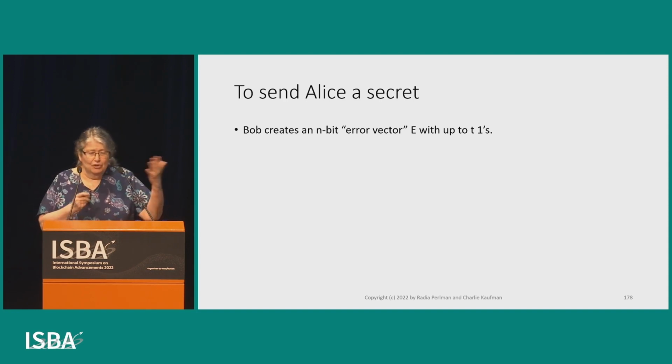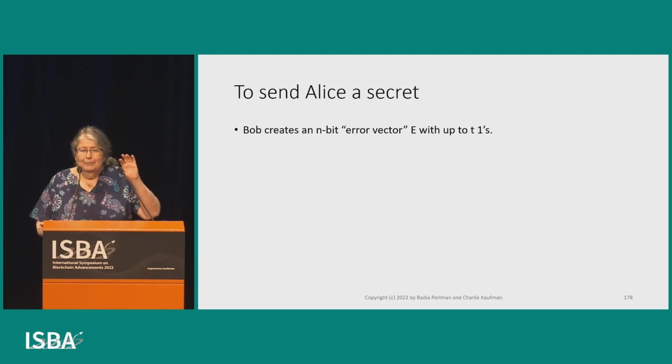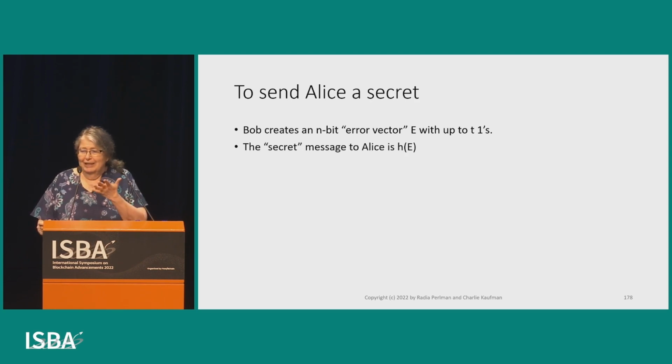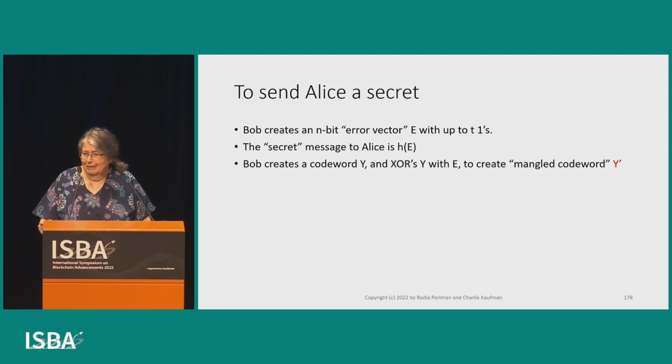takes any string, creates a code word, and then decides where to put errors in there. You can think of it as an error vector again, and mangles the code word by introducing these errors. And then Alice, because only she knows how to do the inverse function, can figure out where the errors are. So the secret is kind of a hash of the errors. This is kind of similar in spirit to the lattice thing I talked about before.